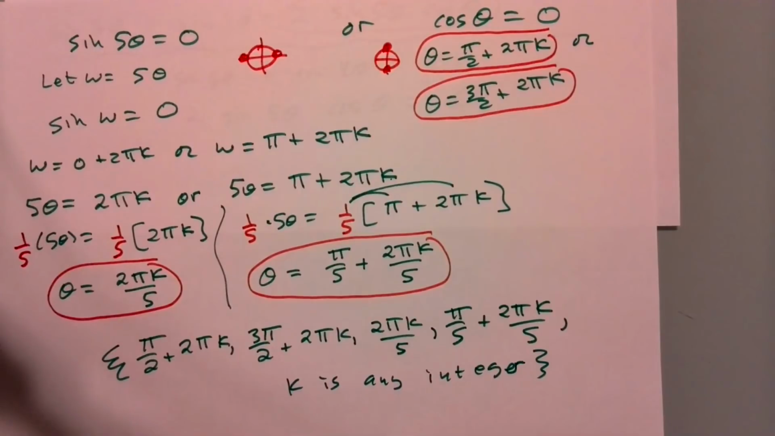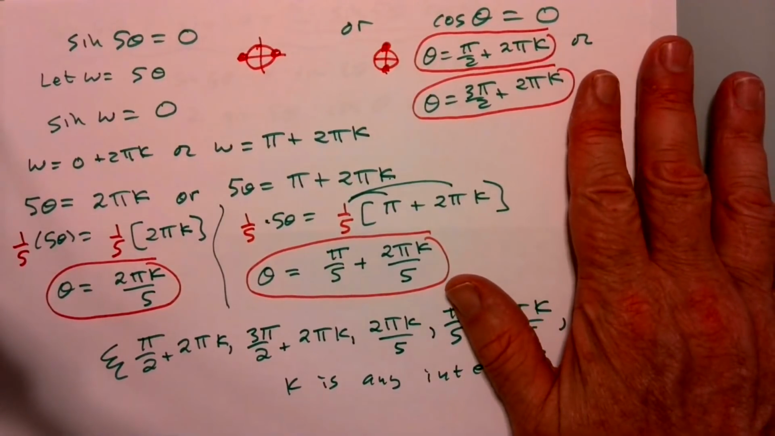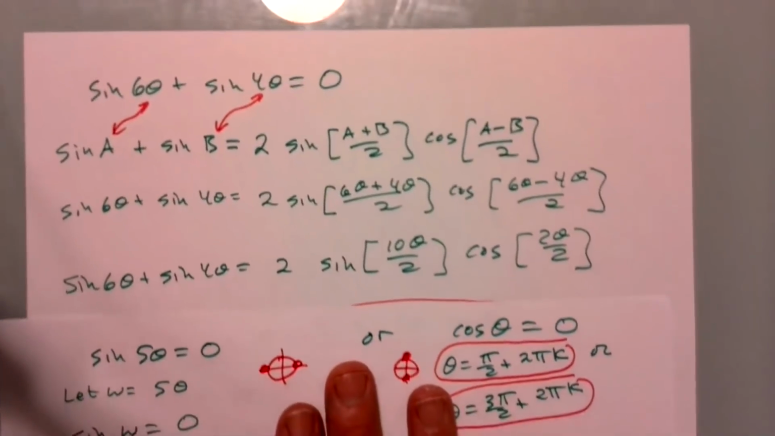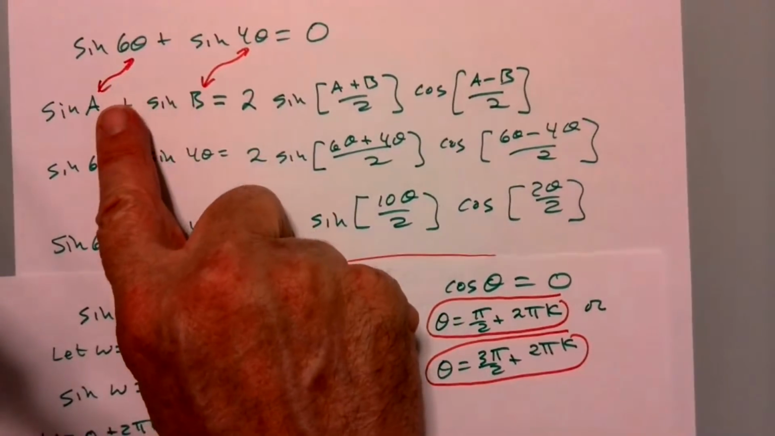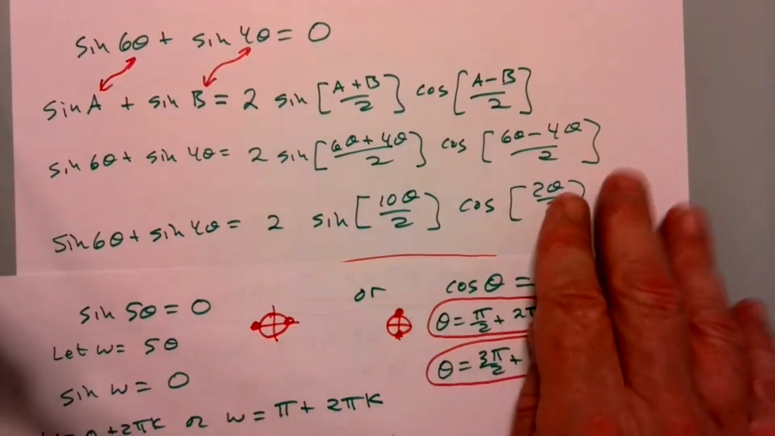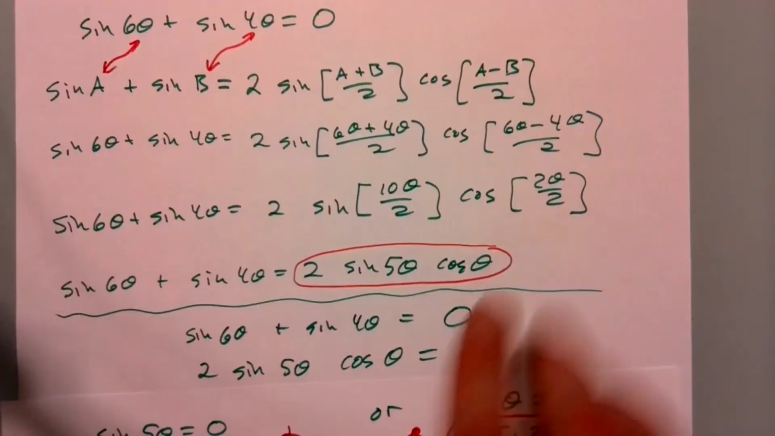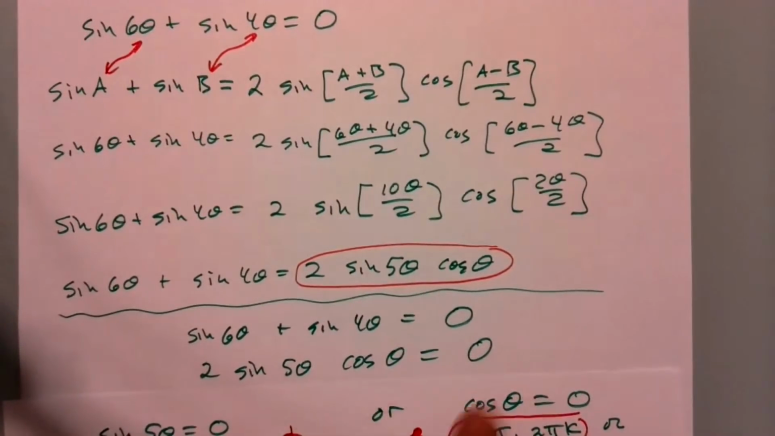Remember, it started out as sine 6 theta plus sine 4 theta equals 0. So if we go back and look at the argument, what exactly did we have to do there? Let's take a look at it. We started with sine 6 theta plus sine 4 theta is 0. And then we used our identity, sine A plus sine B, and rewrote it so that I had 2 sine 5 theta times cos theta is 0, and then set each one of those pieces to 0. That's our strategy in a nutshell.